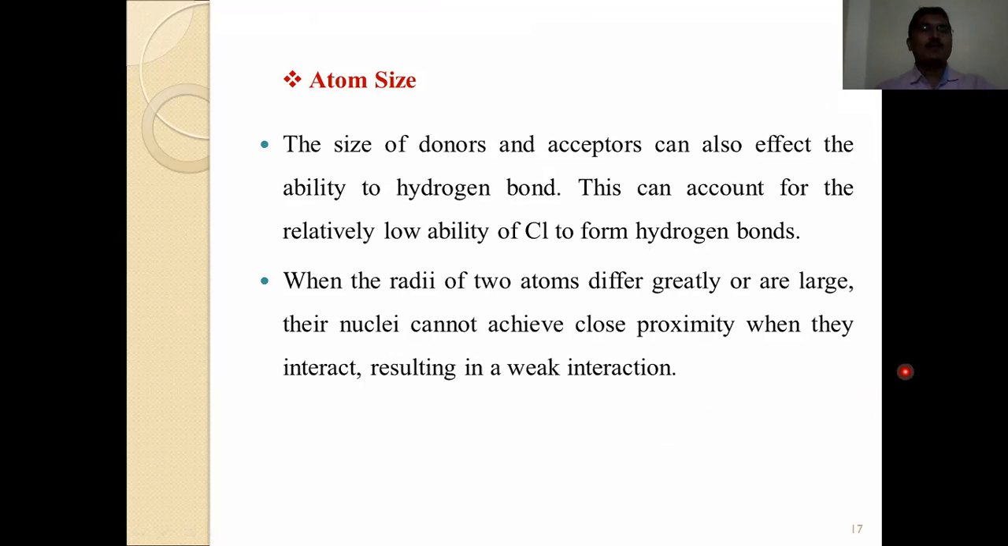required. Atom size. The size of the donor and acceptor can also affect the ability of the hydrogen bond. This can account for the relatively low ability of chlorine to form the hydrogen bond. When the radii of the two atoms differ greatly or are large, their nuclei cannot achieve close proximity, and the interaction results in a weak interaction.